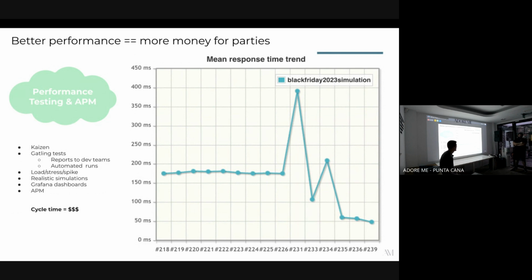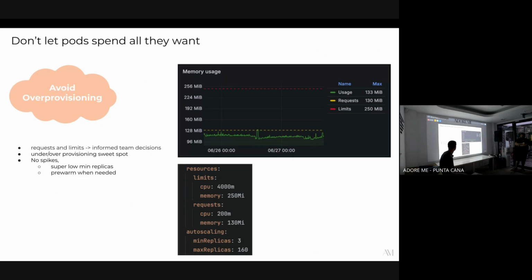Wonder if there's any question here. APM? Which kind of APM? Yeah, New Relic, mostly. But this is really important because, as Alex said, every second of response time is equally correlated with the cost we pay to Google. So performance optimization drives the cost down.